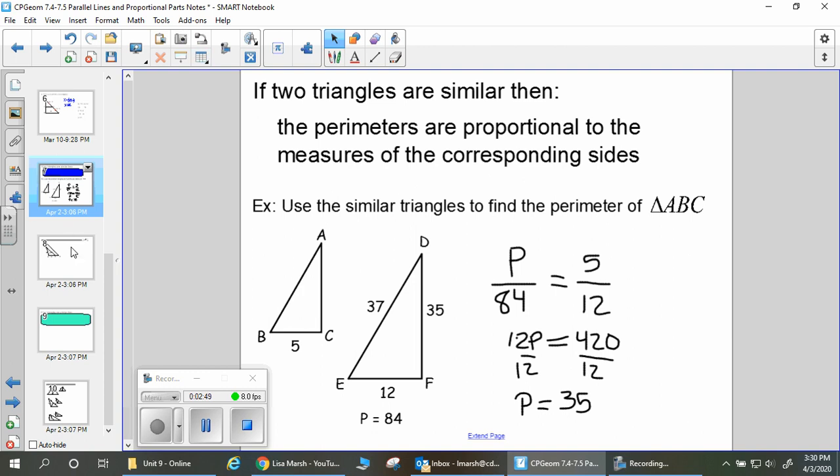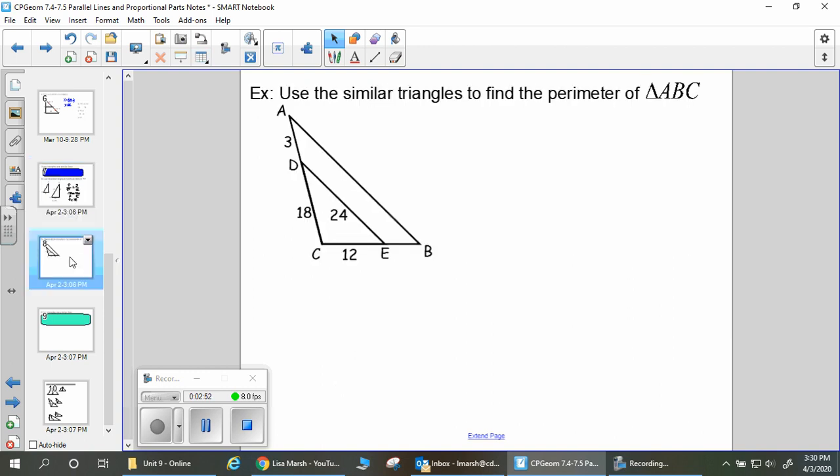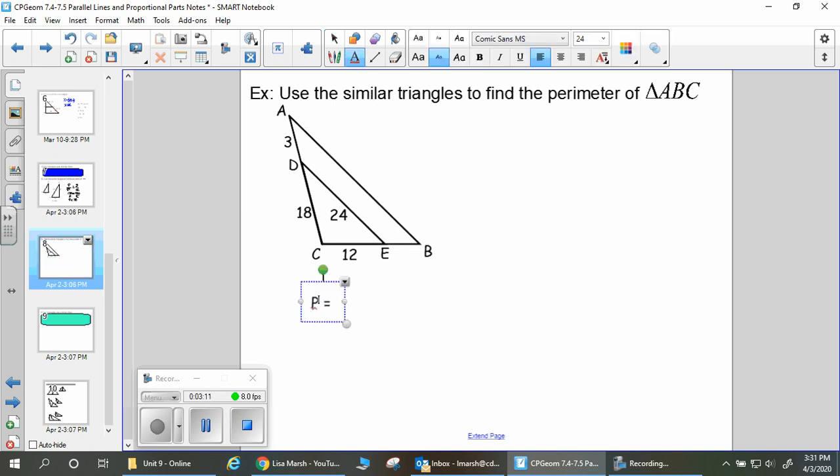So if I take this same idea to a second example, again, I'm trying to find the perimeter of triangle ABC, but now my triangles are overlapping each other. And triangle ABC, if you notice, goes around the outside, A, B, C. That's going to be the large triangle. I still need to find the perimeter of the triangle that I do know. So this small triangle, if I take 18 plus 12 plus 24, has a perimeter of 54. The other thing I'm going to need is a set of sides to compare. And right now, I need to put 2 lengths together.